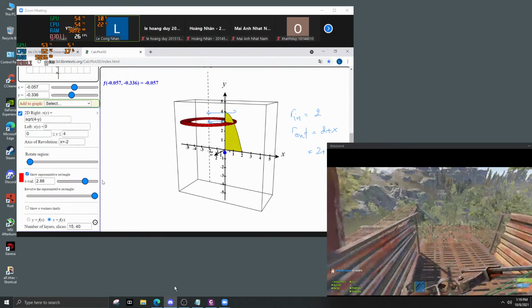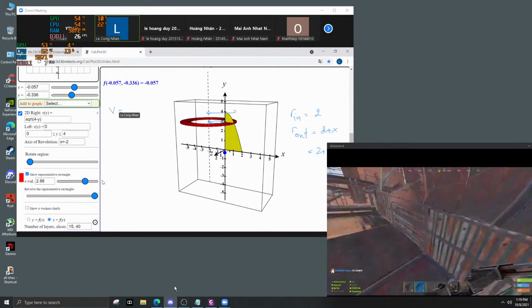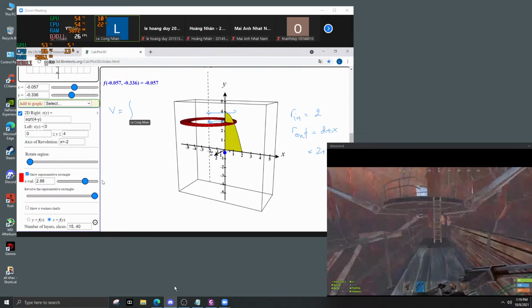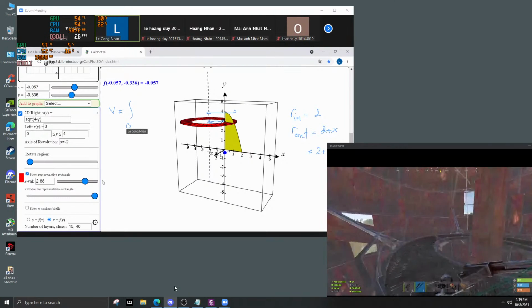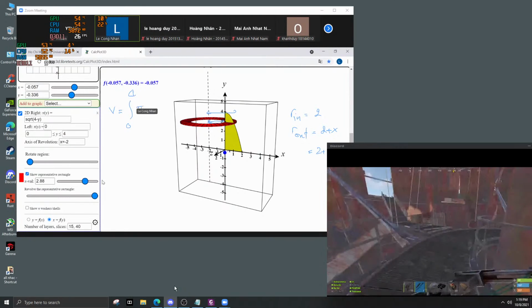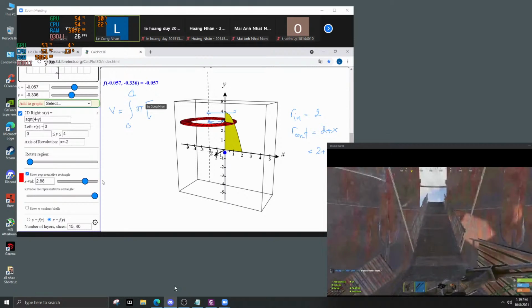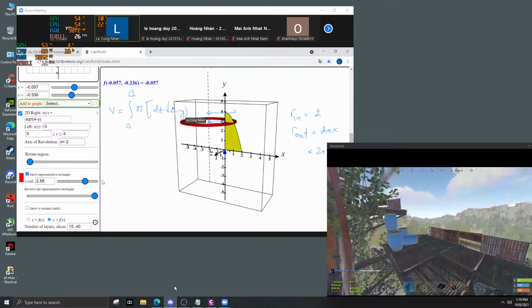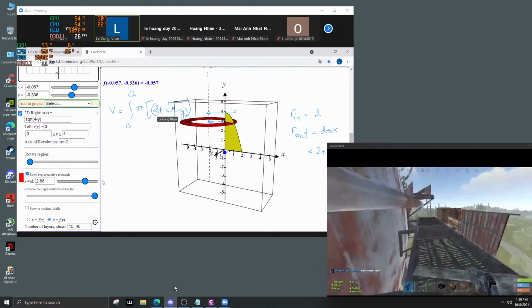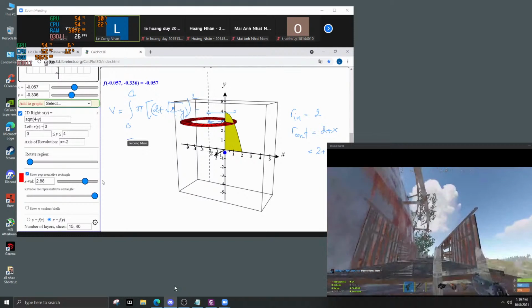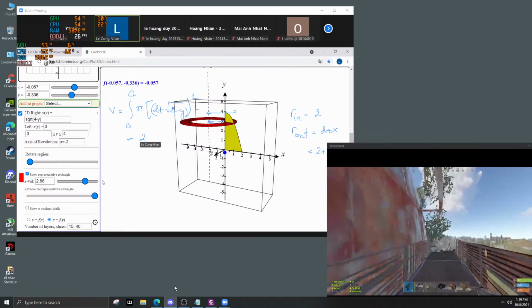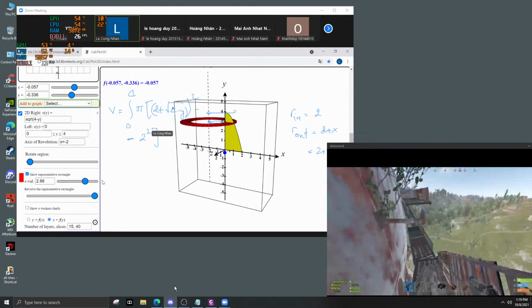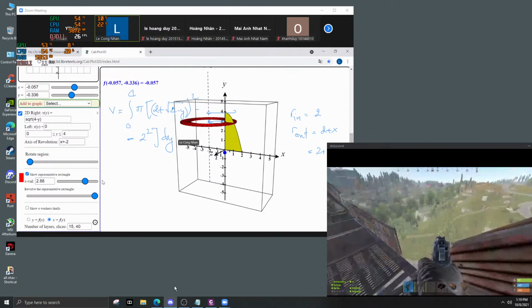Therefore we apply the formula of the washer. So we have the integral for y from 0 to 4 of pi times the outer radius squared, that is (2 plus the square root of 4 minus y) squared, minus the inner radius squared, that is 2 squared, dy. Okay, that's it.